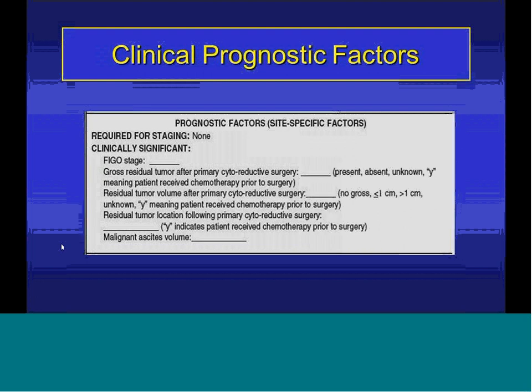And the volume of malignant ascites is also included here, although it really comes down to the FIGO stage and how much they were able to debulk the patient in determining the prognosis of these tumors.